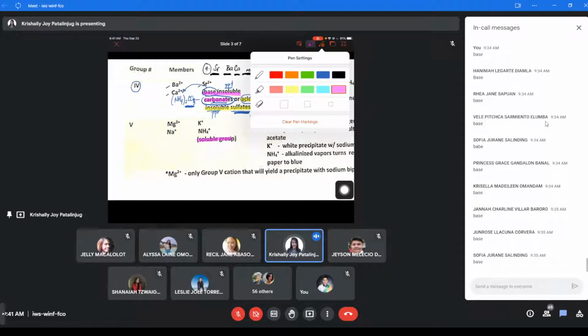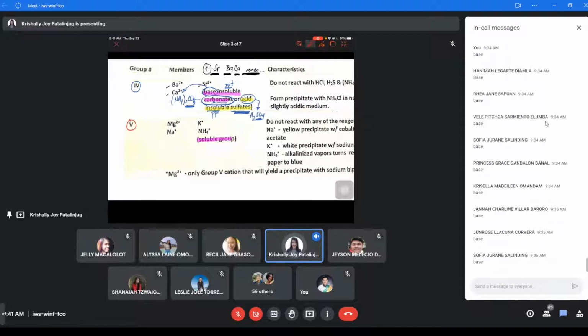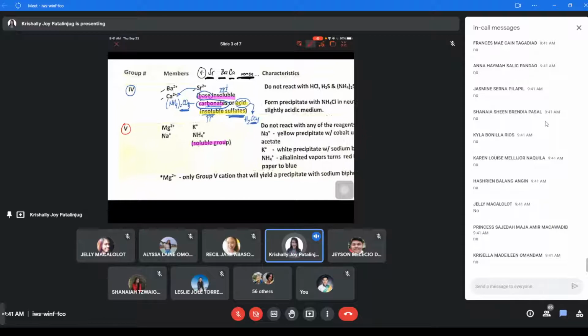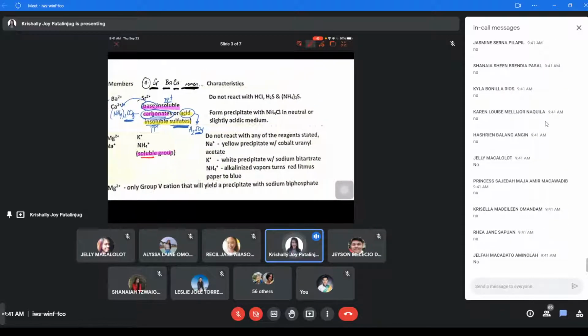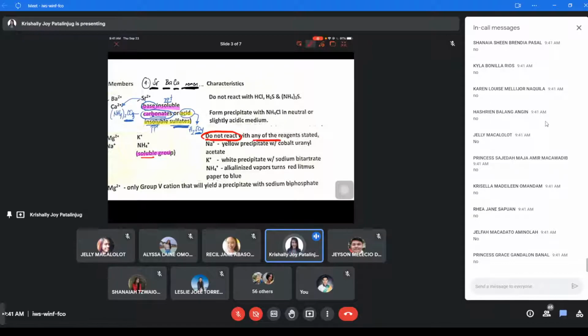Question. When something is soluble, will it form a precipitate? Yes or no? No. Very good. So they are soluble because, take note, they do not react. They do not form a precipitate in any of the reagents stated above.